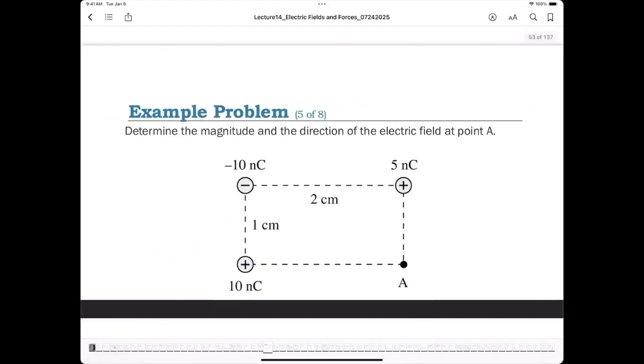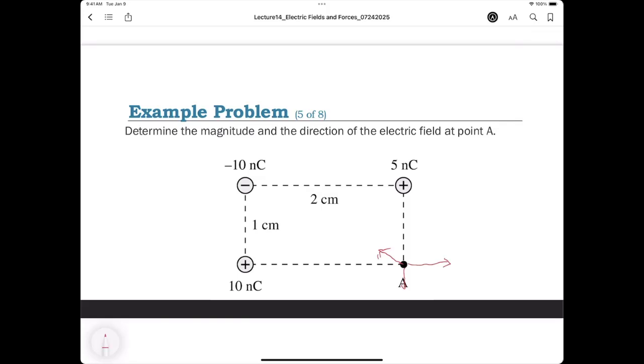Okay, let's check one example problem. Actually, I think this one will not be difficult for you. Determine the magnitude and the direction of the electric field at the point A. You can see for this one, it will be away, and for this one, it also will be away, and for this one, it will be toward.